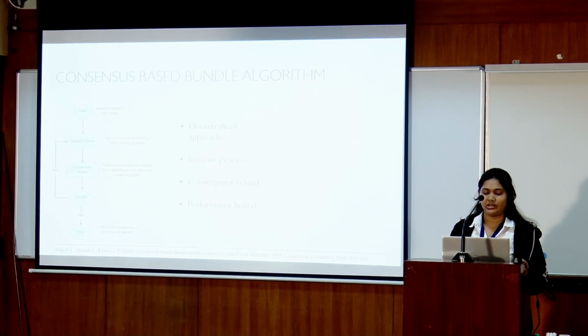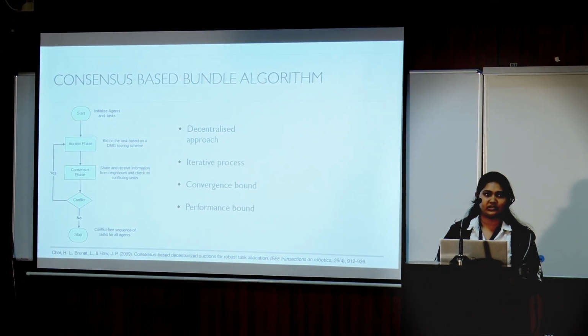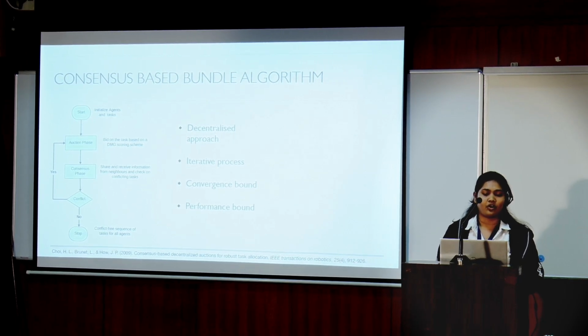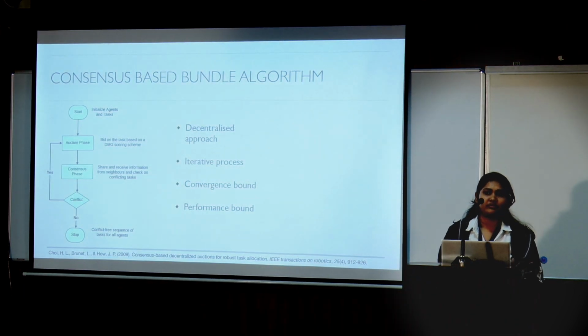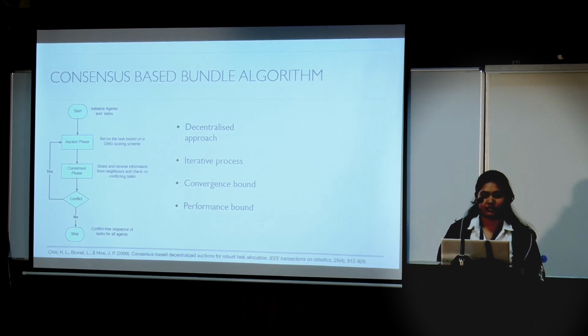Here we chose the consensus-based bundle algorithm. It is an iterative process, and it is a market-based decentralized approach. It iterates over an auction phase and a consensus phase. The agents bid on a bundle of tasks, they make their list and then communicate with their neighbors. After communicating, they converge on a conflict-free assignment. So it iterates until it gets convergence. They have also given the convergence bound and the lower bound for the performance.